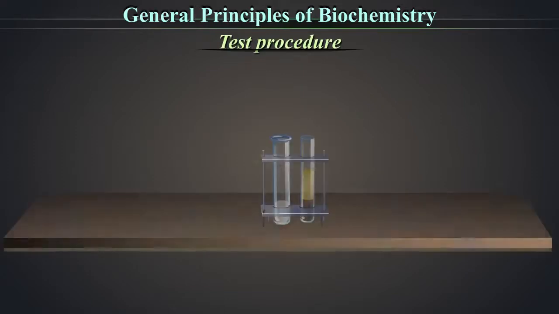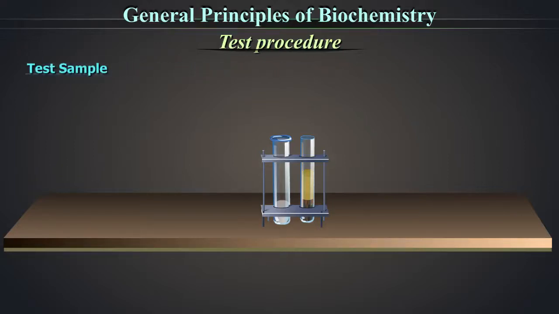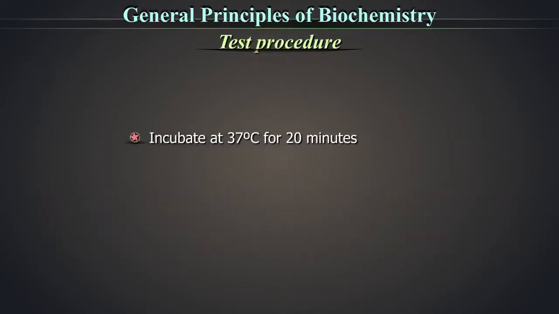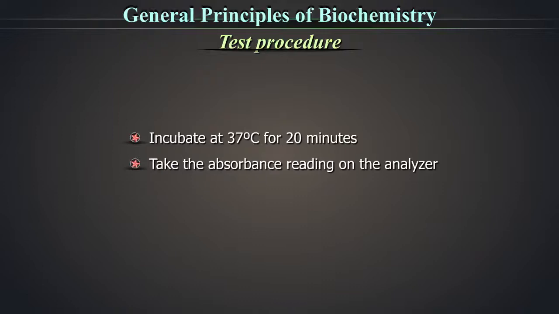Test procedure. As blank reagent and standard have already been run to get the calibration factor and the QC has been verified, we are now to run the test sample. Add 10 microliters of test sample to 1 ml of reagent. Incubate at 37 degrees Celsius for 20 minutes or as recommended by the manufacturer. Take the absorbance reading on the analyzer.